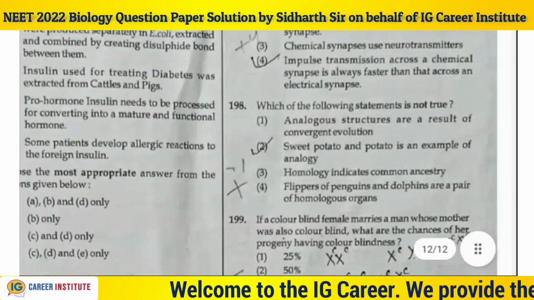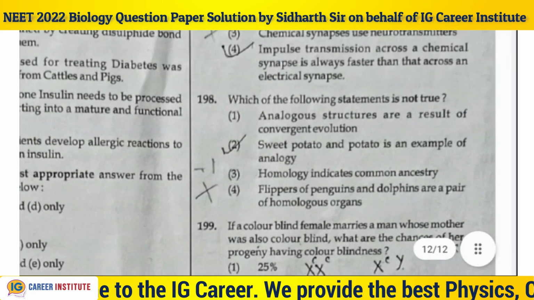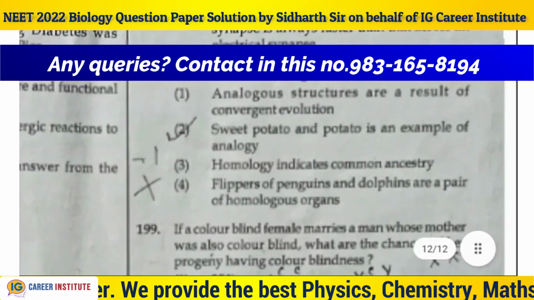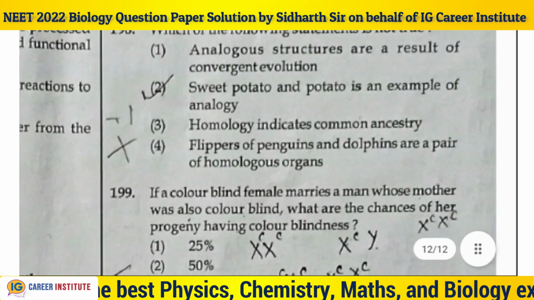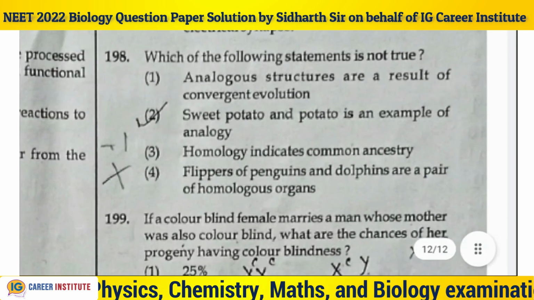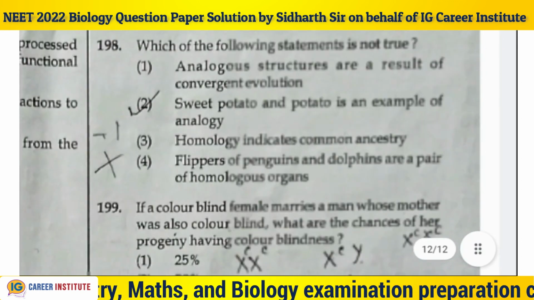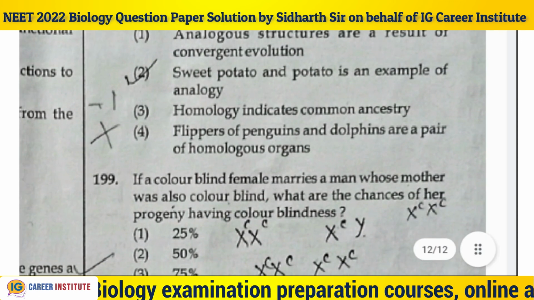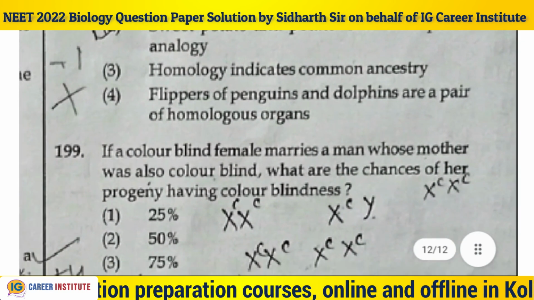Question 198. Which of the following statements is not true? Analogous structures are a result of convergent evolution. Definitely, sweet potato and potato is an example of analogy. Definitely, it's a true statement. Homology indicates common ancestry, also true. Flippers of penguins and dolphins are a pair of homologous organs, definitely not. Penguins are aves and dolphins are mammals, so definitely not.